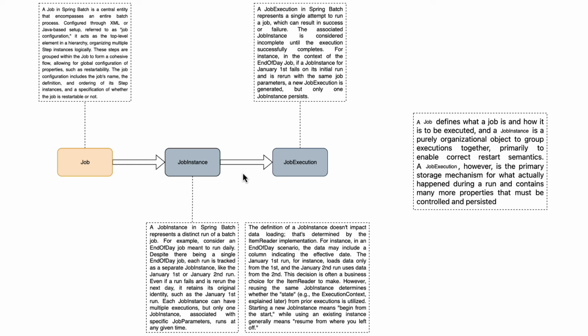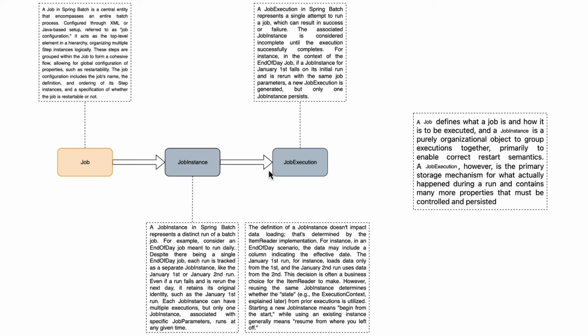However, reusing the same job instance determines whether the state, for example, the execution context, from prior executions is utilized. Starting a new job instance means starting from the start, while using an existing instance generally means resuming from where you left off. And then, after the job instance, we have a job execution.